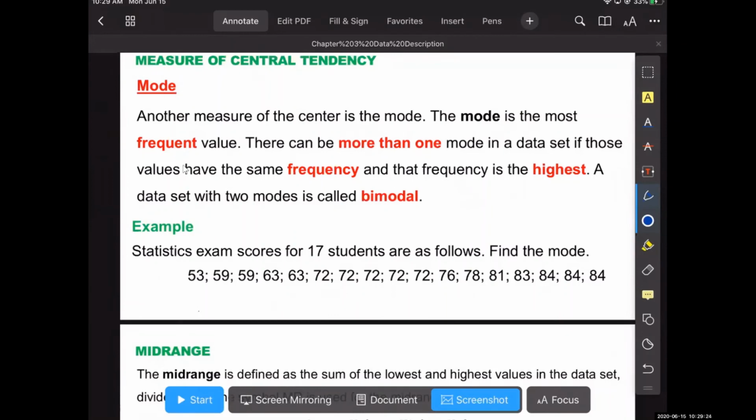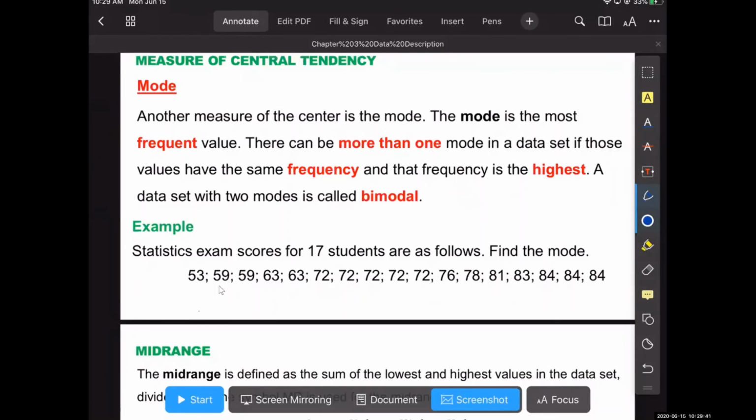When I just say this, it may or may not make sense, but here is an example. Let's find out what is here in this example. Statistics exam scores for 17 students are as follows. We have to find the mode. So here are the scores of 17 students.